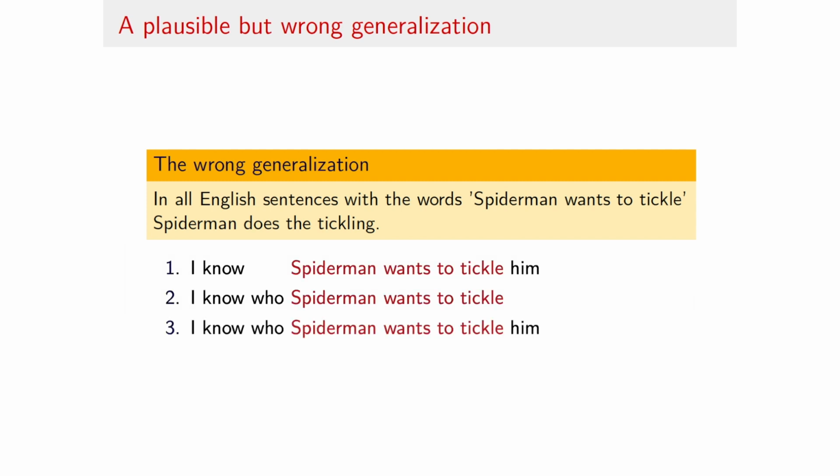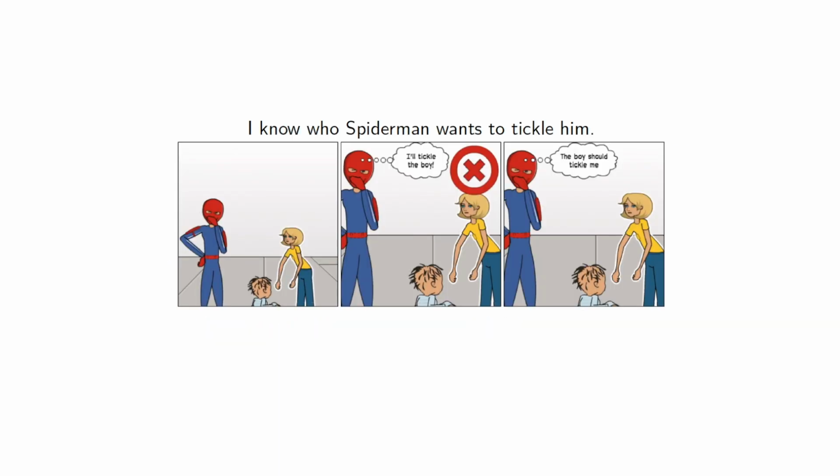Now let's look at a third example. This example is essentially putting both of these sentences together. Again, it contains the words "Spider-Man wants to tickle." And the example is, "I know who Spider-Man wants to tickle him." I've made a comic to illustrate what it means. Here's Spider-Man and the boy and the girl. And if Spider-Man is thinking "the boy should tickle me," then you can say, "I know who Spider-Man wants to tickle him." But if Spider-Man is thinking, "I'll tickle the boy," the sentence all of a sudden doesn't fit anymore. And that's indicated by the red cross.